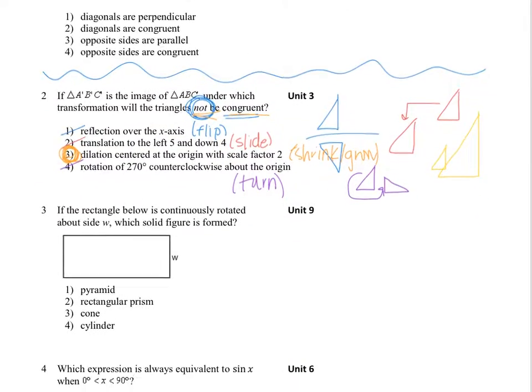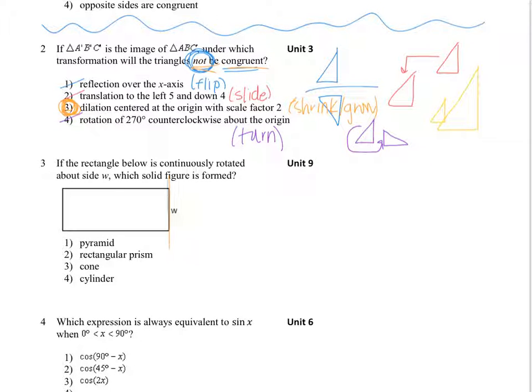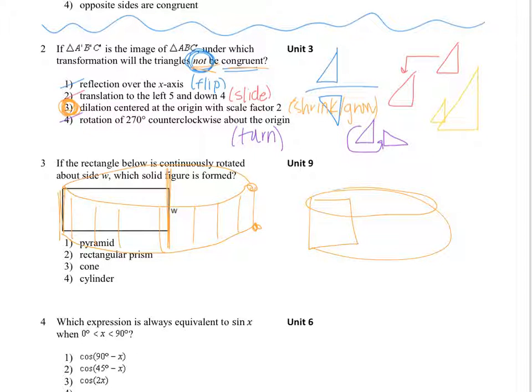All right, question 3 down here at the bottom, it says if the rectangle is continuously rotated about side W. So here's W, and I'm going to rotate it around. So I'm going to swing this edge over here, swing this one over here, and this whole side will get swung around and around continuously. So I'm making a figure that starts like this and rotates around and around to create a shape that looks like this, which is a cylinder. Choice 4.